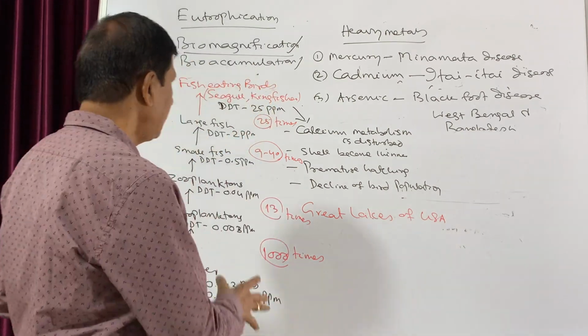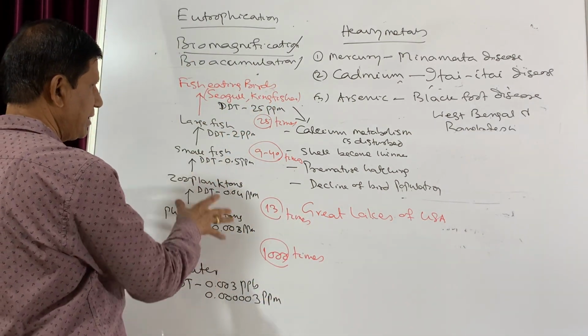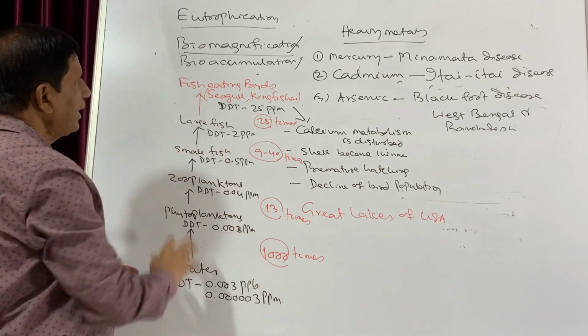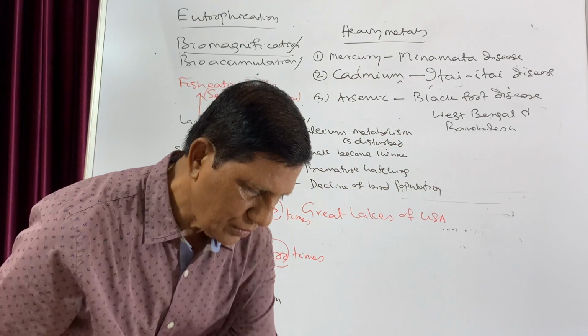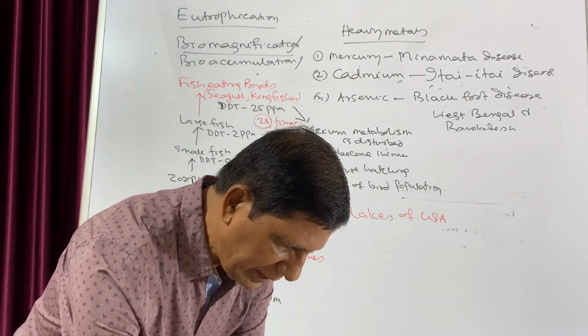So these are the two important things, eutrophication and biomagnification. Now let us discuss questions related to this.